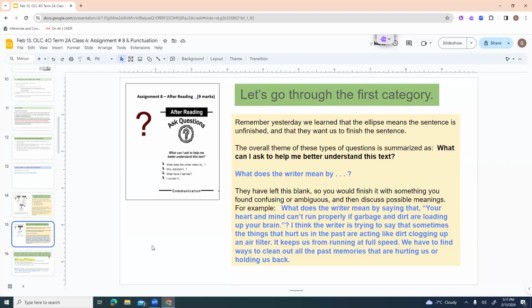So, for example, when it says, what does the writer mean by saying that your heart and brain can't run properly if garbage and dirt are loading up your brain? Well, I think the writer is trying to say that sometimes the things that hurt us in the past are acting like dirt clogging up an air filter. It keeps us from running at full speed. We have to find ways to clean out all the past memories that are hurting us or holding us back. So I didn't just write, hey, this part I found confusing. I talked about it. I talked about maybe here's what it could mean. So you don't want to be too literal. You kind of want to talk on a little bit.